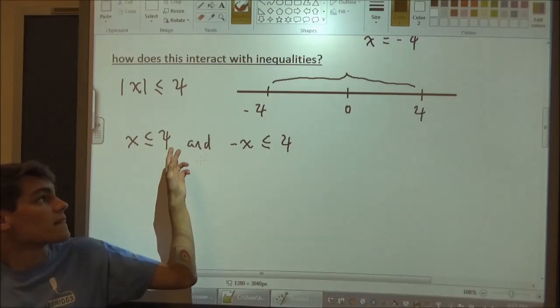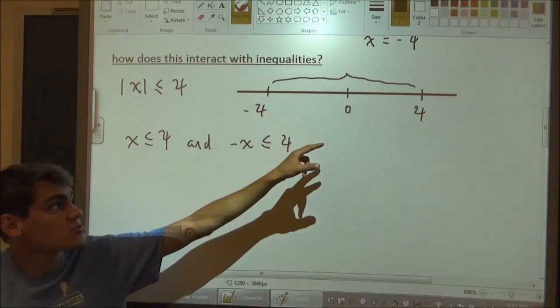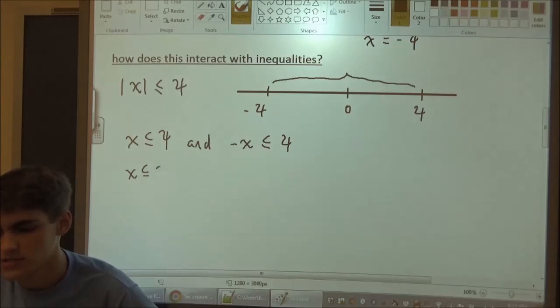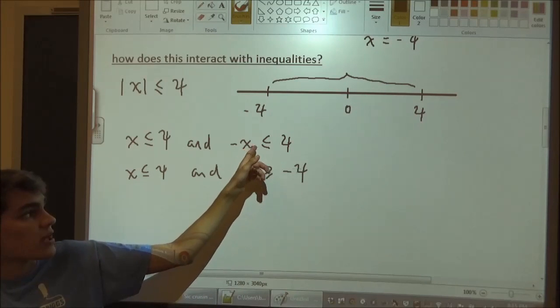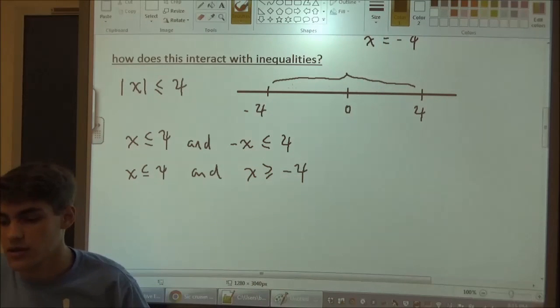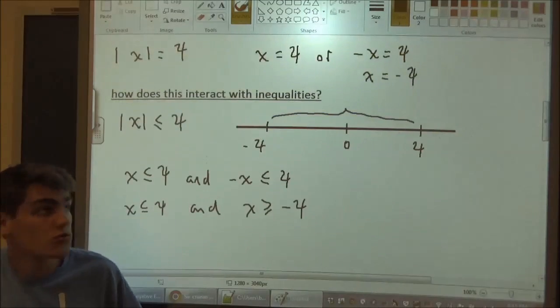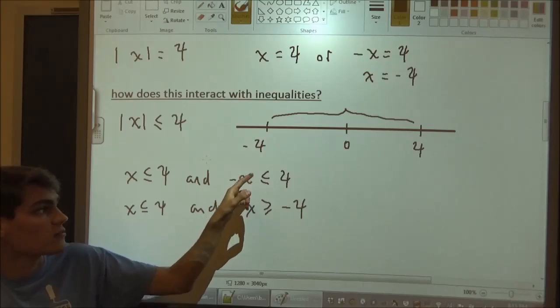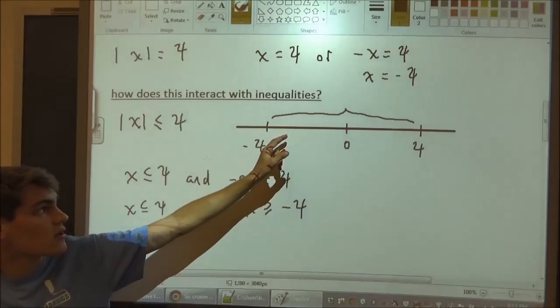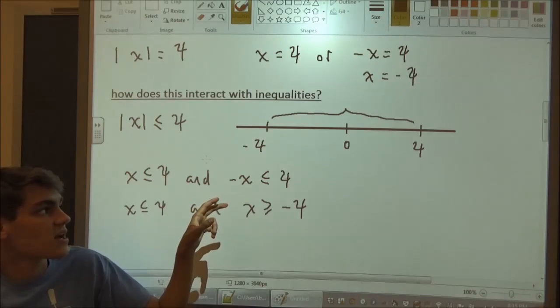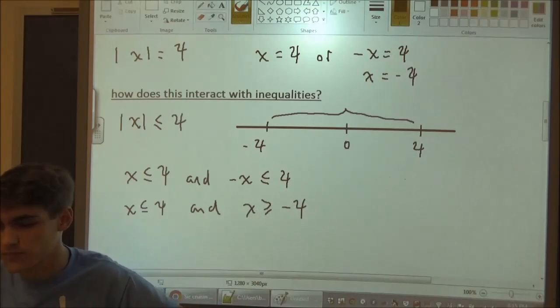Because it's in between two numbers on the number line, you say and. So x is less than or equal to 4, and you've got to flip the sign. Here's what I did: I just multiplied by negative 1, so you have to flip your inequality. So using the definition of our absolute value function, I knew that both of these had to be true. And looking at my number line, I saw x is going to be somewhere in here, so I know they both have to be true at the same time because negative 4 is less than 4.